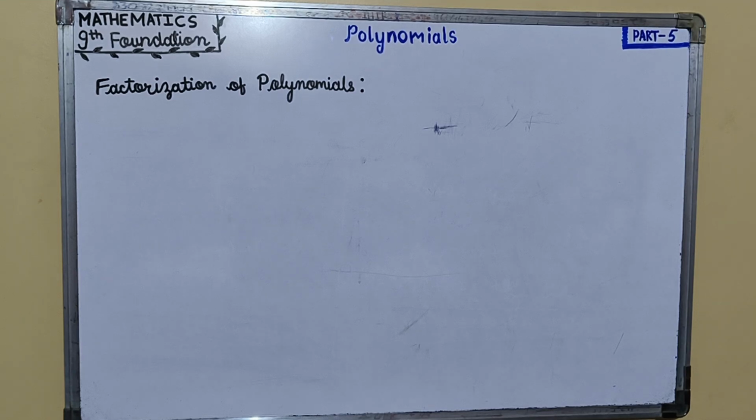Today we are going to learn class 9th foundation subject mathematics, and this is our chapter polynomials part 5. In this chapter we'll start with the topic of factorization of polynomials. So there are total 3 methods for factorization that we are going to learn. First is taking out common factors. Second is by identities. Third one is by middle term splitting.